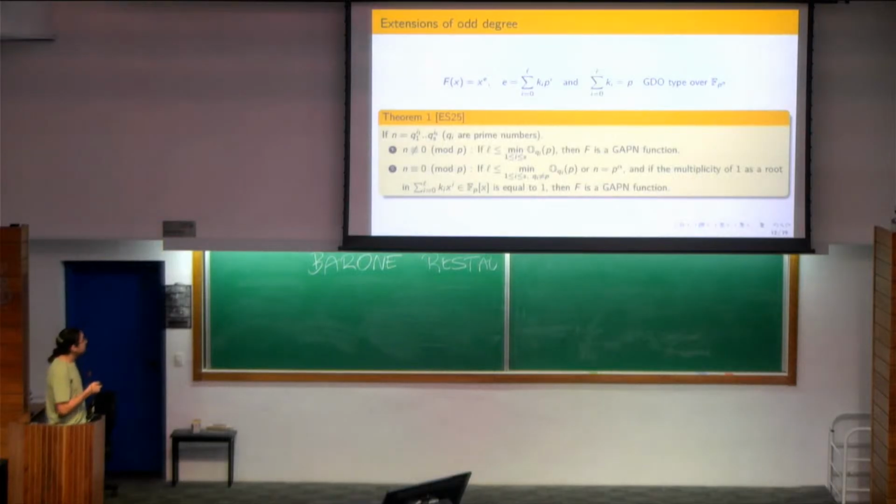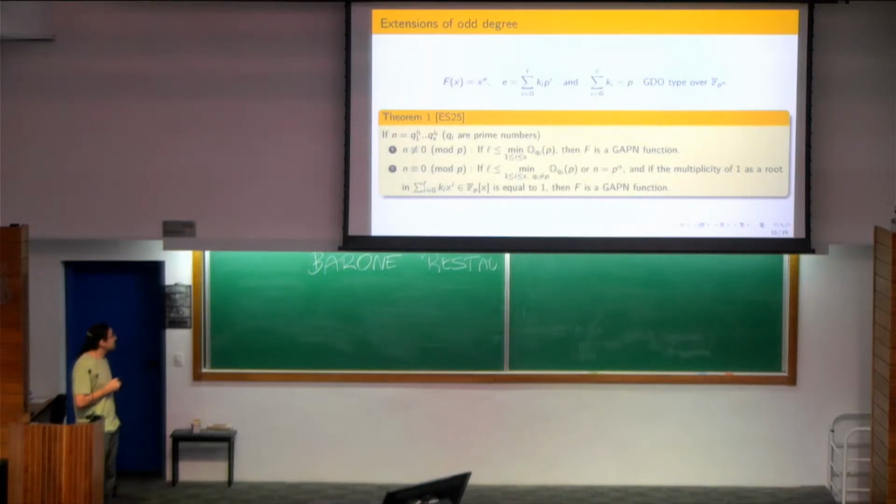We have the following result. If the extension degree is like that, we have a condition over L here, the Hamming weight of E, and the order of P modulo QE for the function f to be GIPN. In fact, the conditions depend only on the primes in the prime factors of the extension degree.